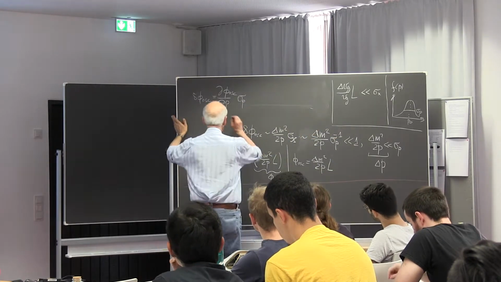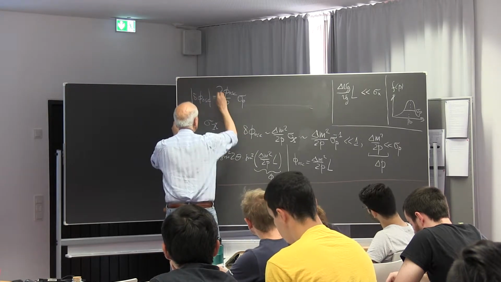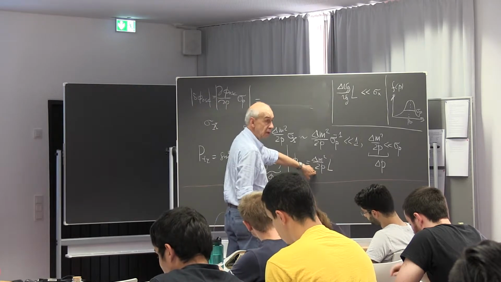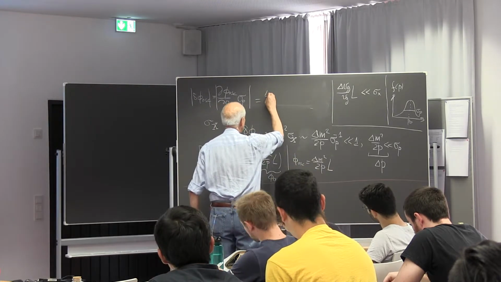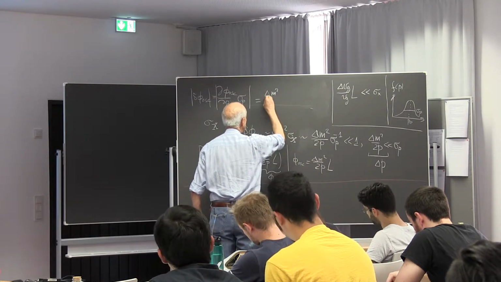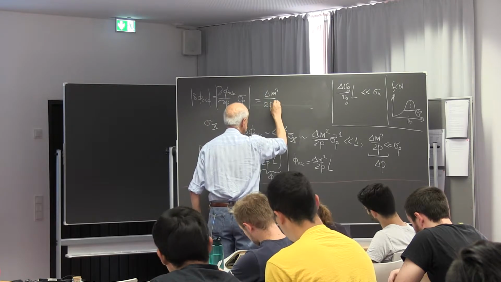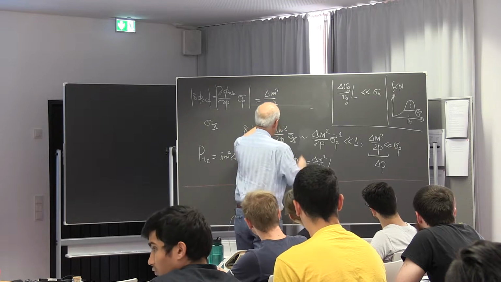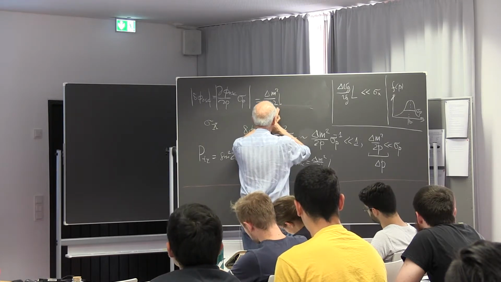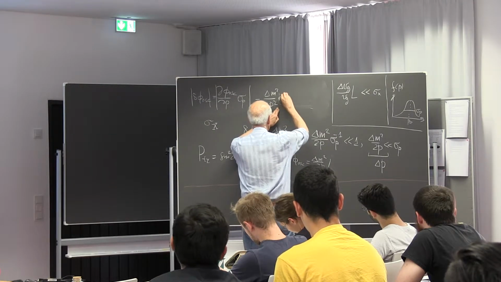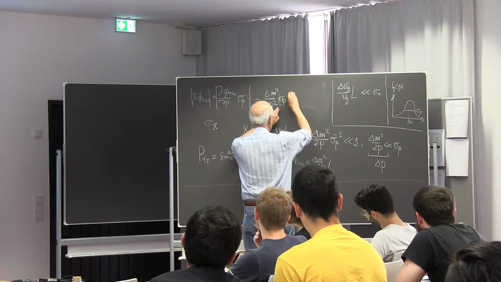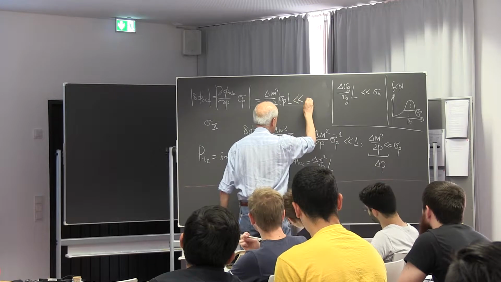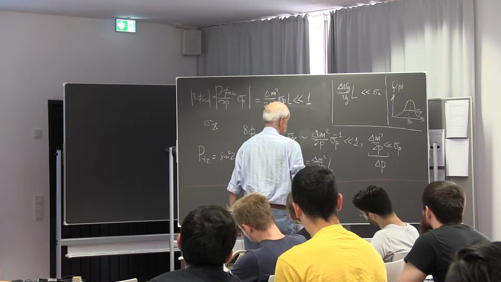Now this derivative, just differentiate this expression. It is delta m squared over 2p squared times L, times sigma p. And this we want to be much less than 1 in order to have coherence.